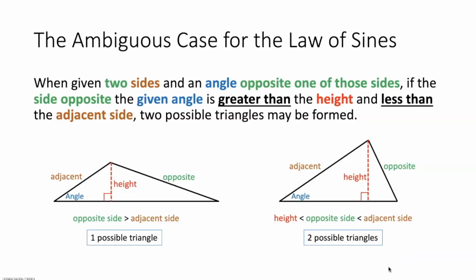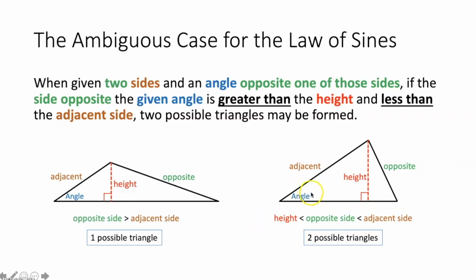It says when given two sides and an angle opposite one of those sides, if a side opposite the given angle is greater than the height and less than the adjacent side, two possible triangles may be formed. So typically what happens is you're going to be given an angle, a side length adjacent to that angle, and a side length opposite that given angle. And the side opposite your given angle is going to be greater than the side length adjacent to your given angle. And when that happens, only one possible triangle can be formed.